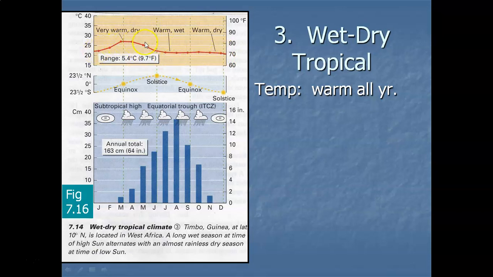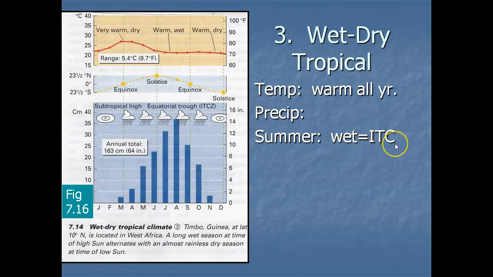So it's very, very warm all year long because we're in the tropics, high sun angles and long periods of daylight, you know that. Now, the precipitation is the really important thing about this one climate. Okay, summer is the wet season, and that's when the intertropical convergence zone moves into this latitude range.